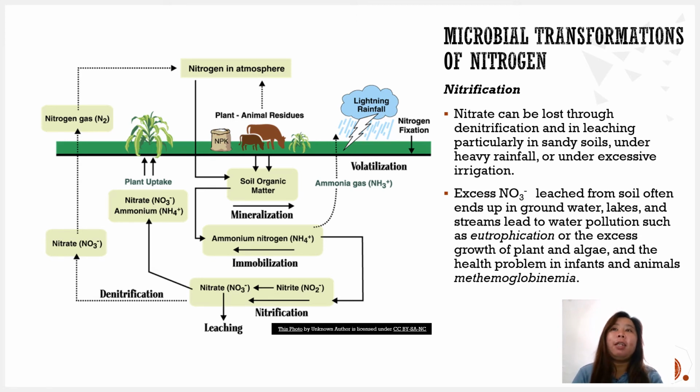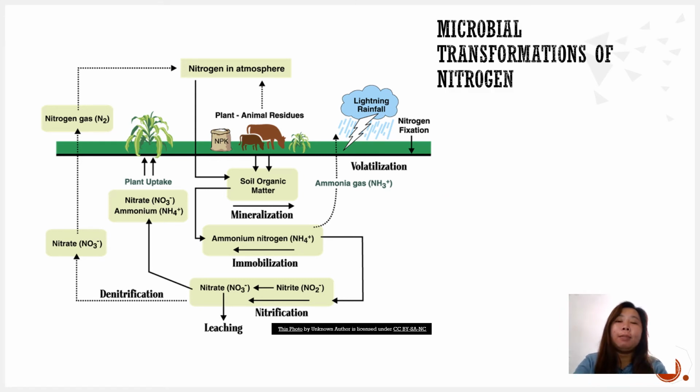Excess nitrate leached from soil often ends up in groundwater, lakes, and streams, and this can lead to water pollution such as eutrophication, or the excess growth of plants and algae, and some health problems in infants and animals, or what they call methemoglobinemia. As mentioned in the previous slide, another microbial transformation of nitrogen is what they call denitrification.